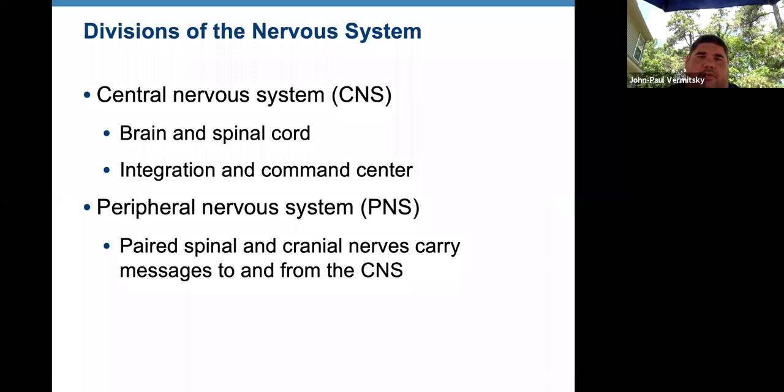And when we look at the divisions of the nervous system, we break it down to two main divisions. The central nervous system, which is your brain and spinal cord. This is your primary integration and command center. And then you have the peripheral nervous system. The peripheral nervous system is going to be the periphery. This will include all of your paired spinal and cranial nerves, and their main job is to carry messages to and from the central nervous system.